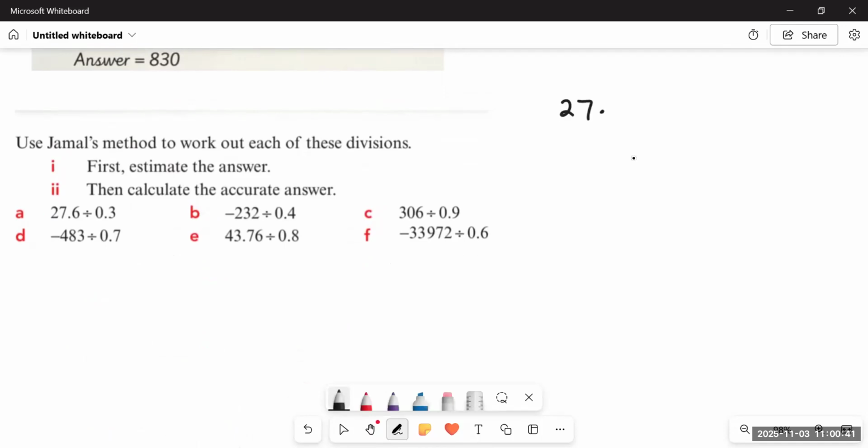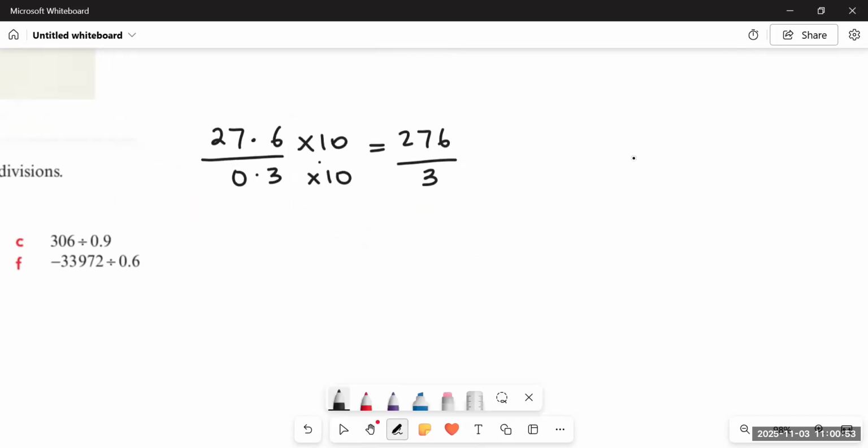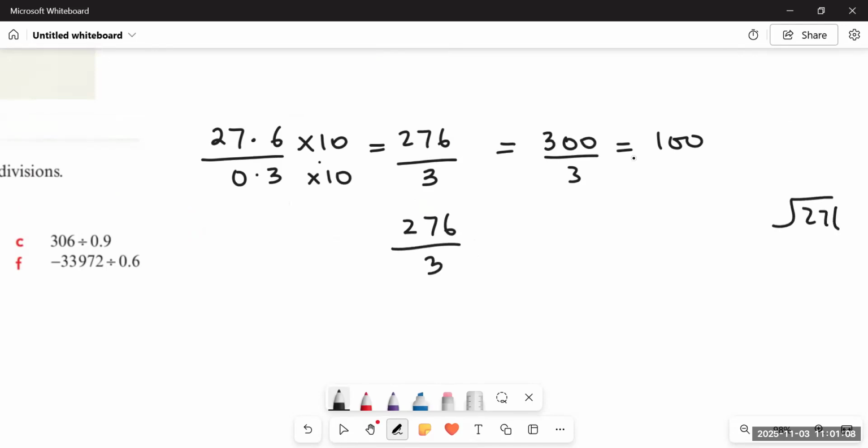So for 27.6 over 0.3, we will multiply both of them by 10 first. It becomes 276 over 3. 276 to one significant figure would become 300. So 300 over 3 is equal to 100. This is the estimated answer, and now let's find out the actual answer. So 276 divided by 3. 3 nines are 27. Here comes 6 down. 3 twos are 6. So the answer would be 92.